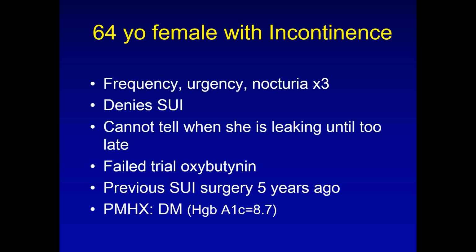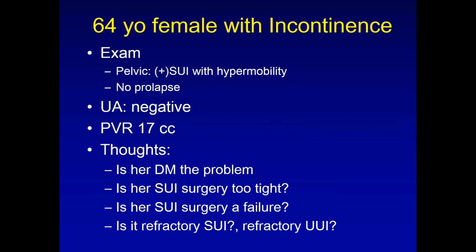On the other hand, you do a pelvic exam and you do see stress incontinence, even though she told you she doesn't have it. No prolapse. Her UA is negative. Her PVR is 17. Thoughts that should be running through your head: is her diabetes the problem? Did she have stress incontinence surgery that was a failure? Did the stress incontinence surgery obstruct her? Is she too tight?